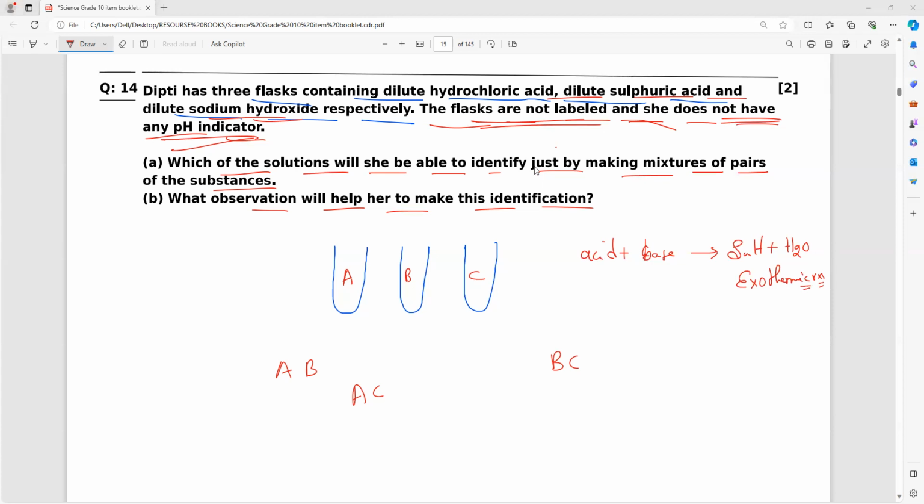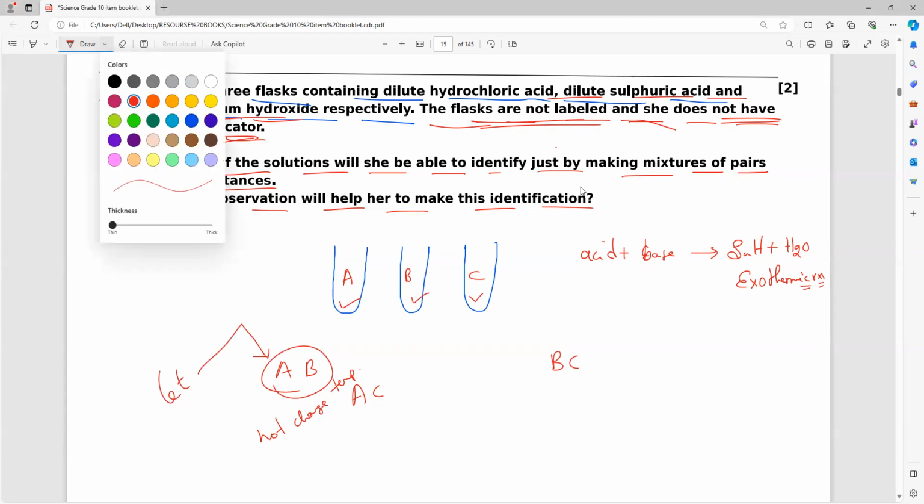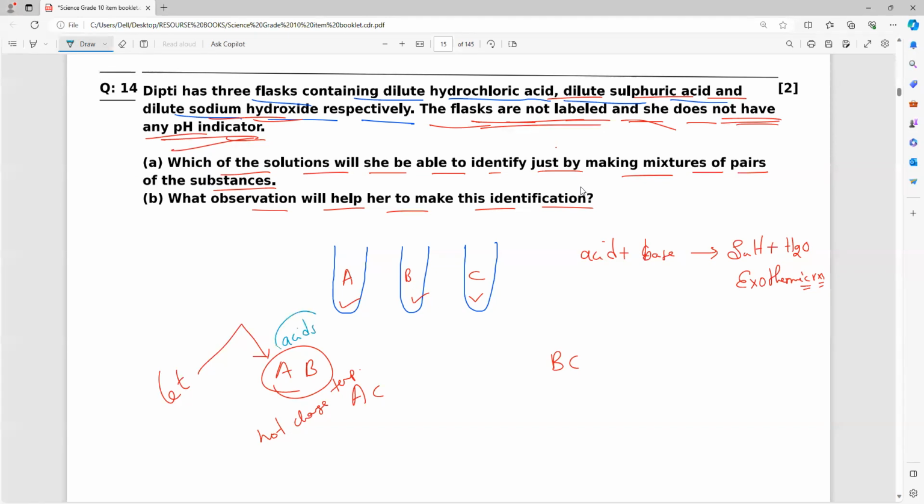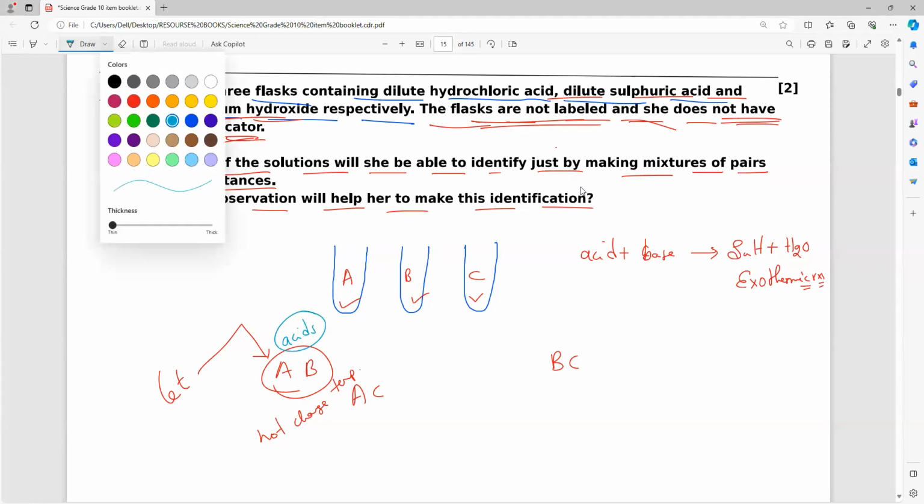So what will happen? If I mix AB, for example, and there is no change in temperature, then I will understand that both A and B are what? No change in temperature. What does it mean? Both A and B are acids.